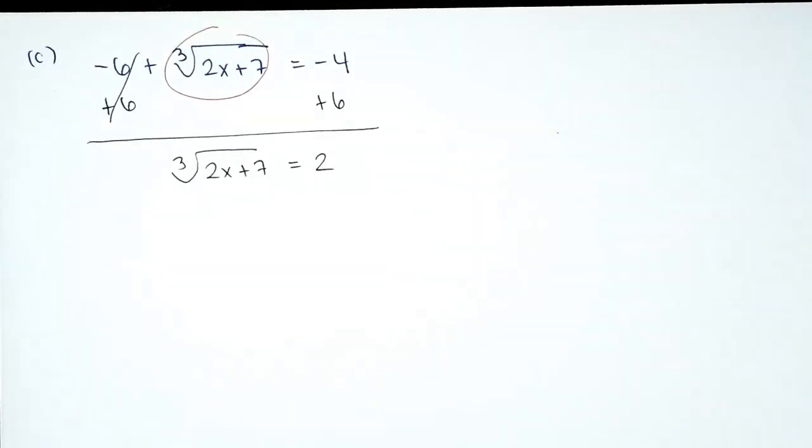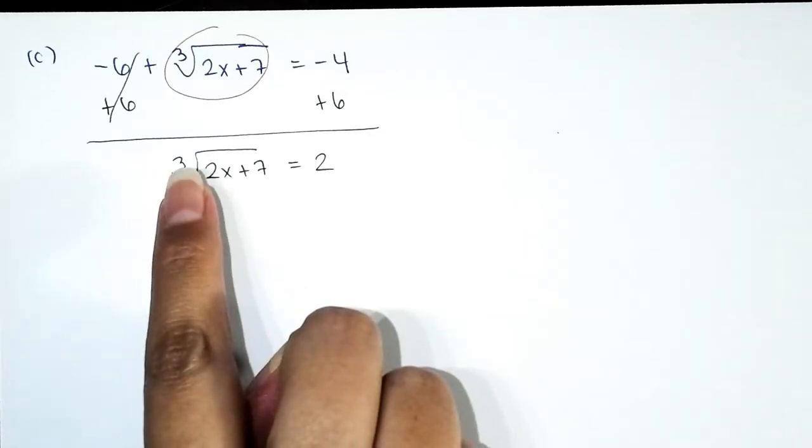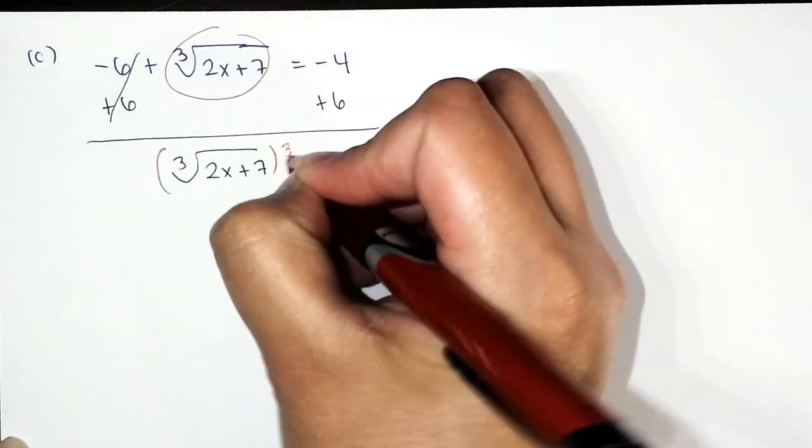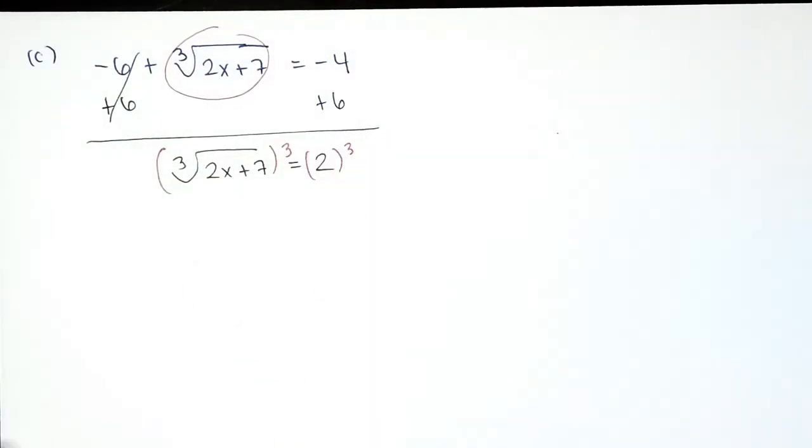So now, what do we do after we isolate the radical? Once you've isolated the radical, then your next step is to try to get rid of the radical. Since the index is 3, then we're going to raise both sides to a power of 3. We're going to raise both sides to a power equal to the index.